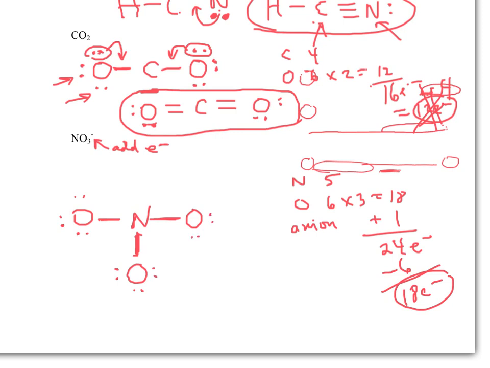And remember, you always complete the octets of the terminal atoms first. That's a big mistake people make. They start worrying about, well, the central atom doesn't have enough. You're going to take care of that right now.